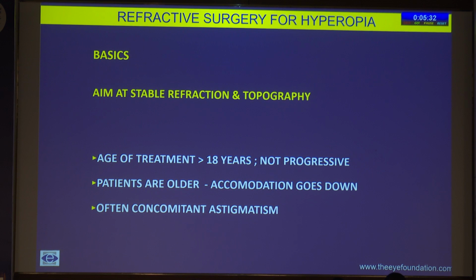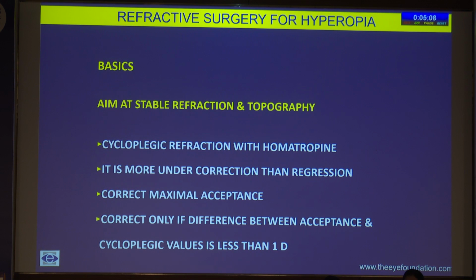The basics of treating hyperopia: the main thing is to aim at a stable refraction and topography before proceeding, as with any laser refractive procedure. And again, the age of treatment is more than 18 years and not progressive. One thing we need to remember is as patients become older, their accommodation goes down. So we need to keep that in mind and explain it to the patient as well. And they often have concomitant astigmatism, so that also has to be taken care of.